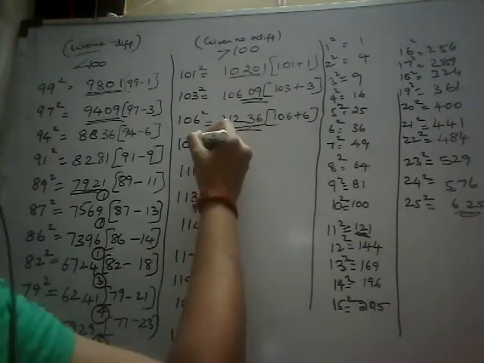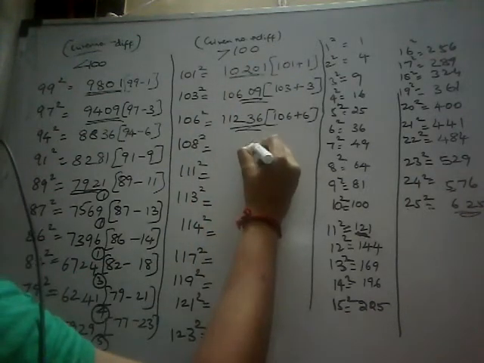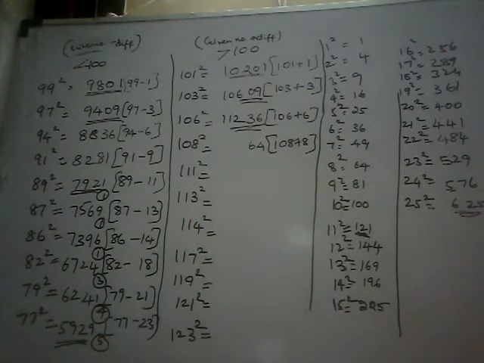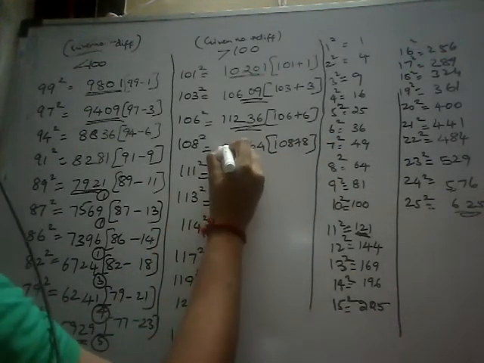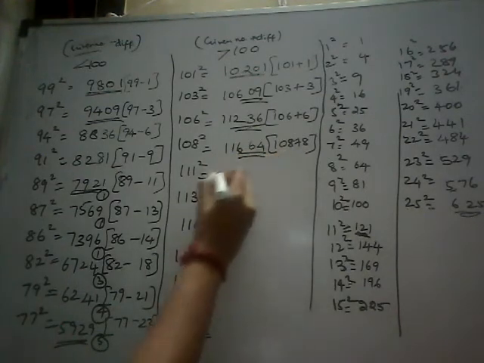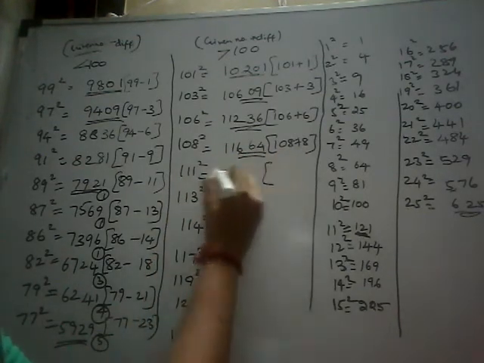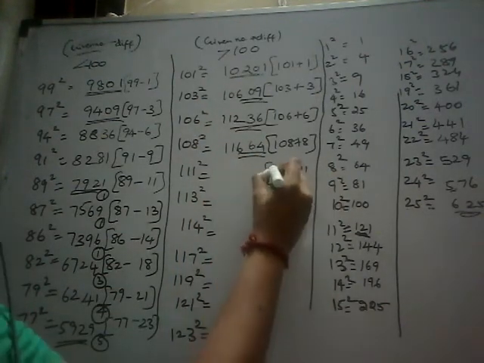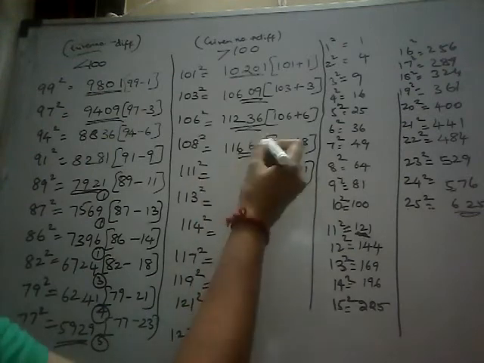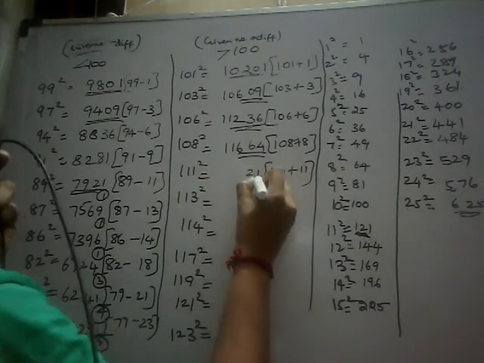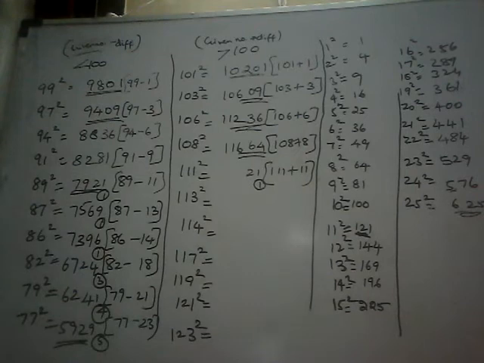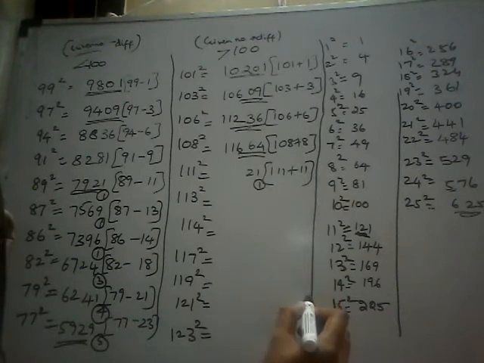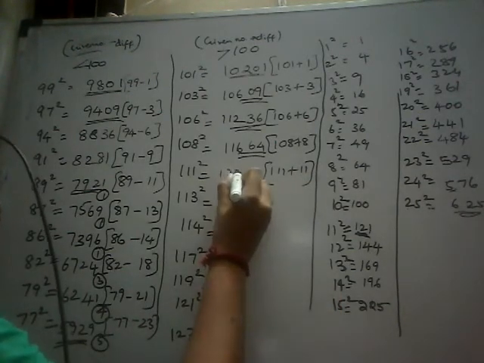Same way, 108 square. The difference between 108 and 100 is 8. 8 square is 64. So 108 plus 8, the difference number you should add. 108 plus 8 is 116. Same way, 111 square, how much is the difference from 100? That is 11. 11 square, first write it, 121. 21 write it and 1 in the carryover. And 111 plus 11, what is it? 122. 122 plus 1 is 123.